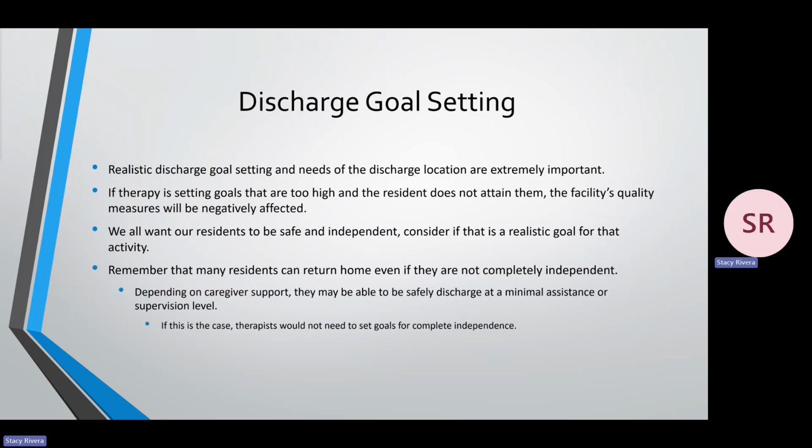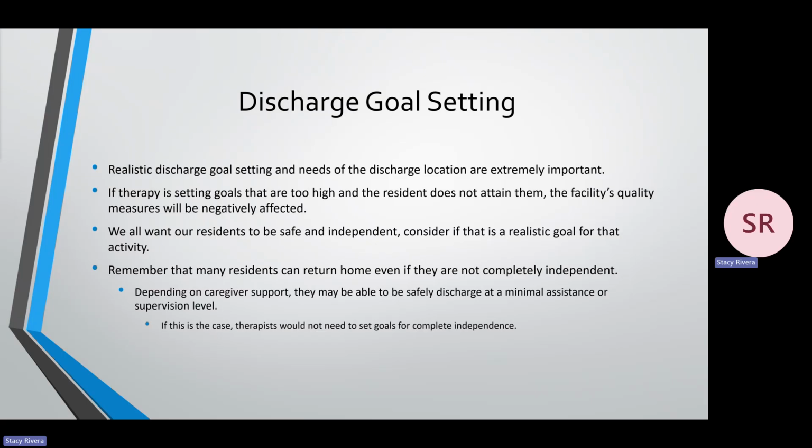This is some important information on this slide about discharge goal setting. Realistic discharge goal setting and the needs of the discharge location are extremely important. That's not a shocker, right? The reason we point this out for GGs is because when we're setting our admission performance for that resident in the GG section, you guys, especially my evaluating therapists in here, know that it also asks us to set a discharge goal. And as clinicians, we all say we want everyone to be independent, right? That's what we want for people. But we have to make sure we're really applying that clinical knowledge to say what is appropriate, realistic, and necessary for this person and setting them at that.